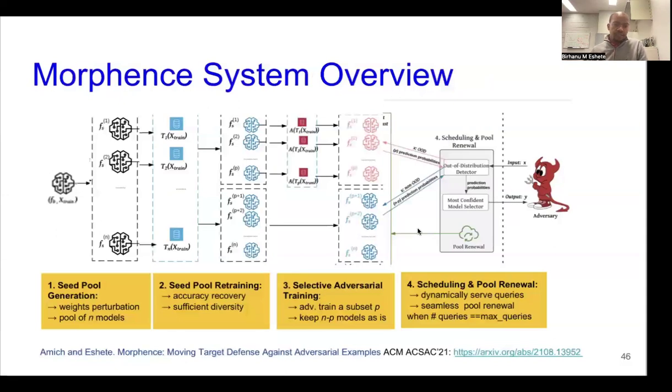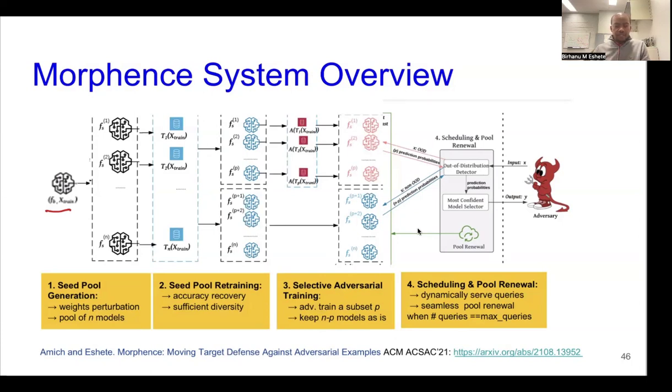So this is work that we have done on top of adversarial training back in 2021, and we call it MORPHENS. So the system is called MORPHENS. Basically a model that morphs every time the adversary sends an input. So the idea is pretty simple. You start with a base model, let's call it FB. We train it on some training data, and then we perturb the weights or the parameters of this model and create copies of this model.